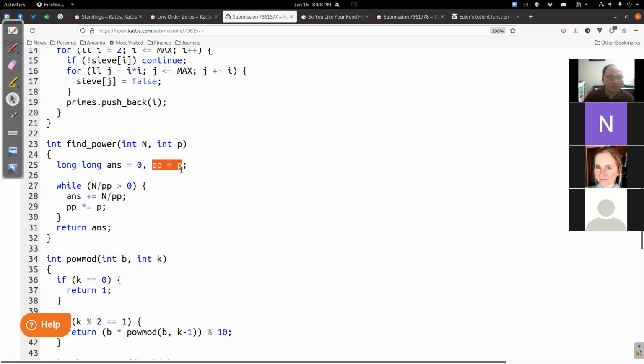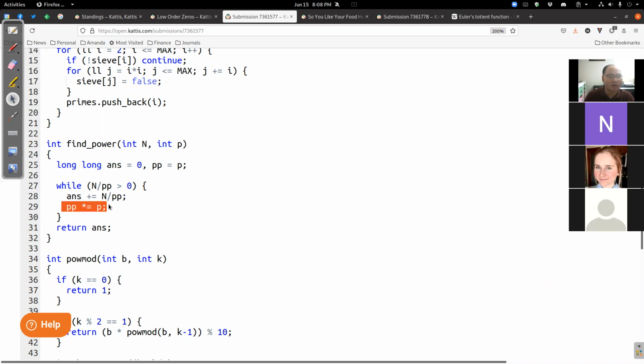Here, p is basically this prime power. Start with p, then p squared, p cubed, p to the fourth, and so on. As long as n divided by the prime power is greater than 0, that's the number of multiples of p squared, p cubed, p to the fourth, and so on. As long as the number of multiples is greater than 0, I add it to the answer.